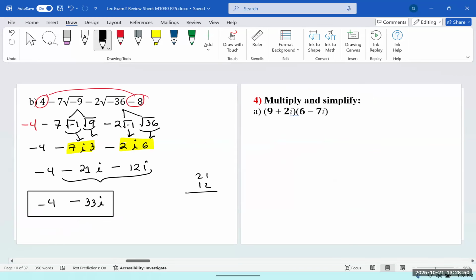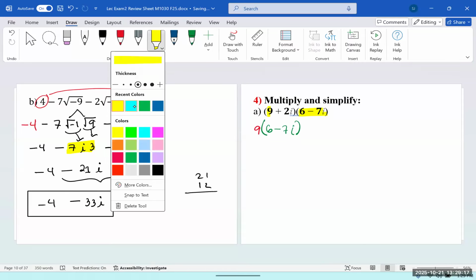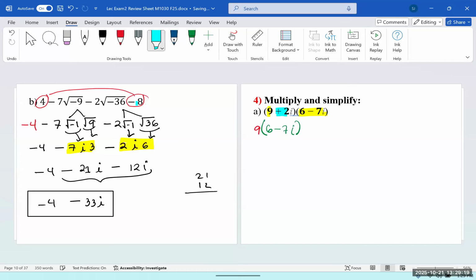Okay, next, multiplying. If you're good at foiling, you foil right away, straight. But if you're bad at foiling, you do step by step. If you're bad, you take the first one and you multiply the entire second one. So 9 times 6 minus 7i. And then you take the second term, which is positive 2, and you multiply the entire second one.